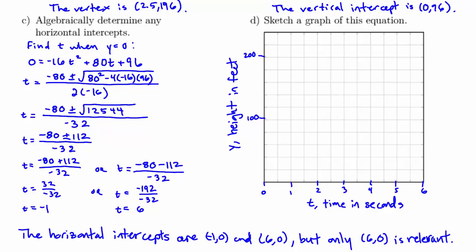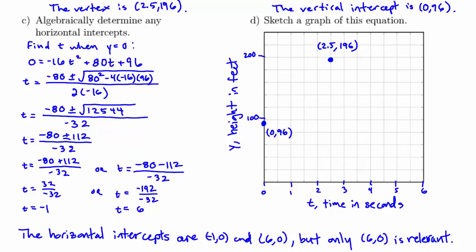Now I'm going to plot each of these key points. The vertical intercept, when t was 0, y was 96. So I'm going to plot 0, 96, and I'll plot it as best I can. I can't get a whole lot of accuracy there based on the scale, so I'm going to write the actual point 0, 96 right next to it so it's clear. Similarly, I'll plot 2.5, 196. I'll go halfway between 2 and 3 for 2.5, and then just under 200 for 196 on the y value. Then I'll label that so that it's clear, 2.5, 196 as a point.